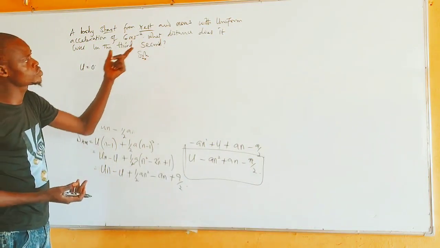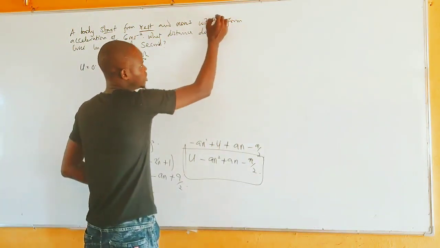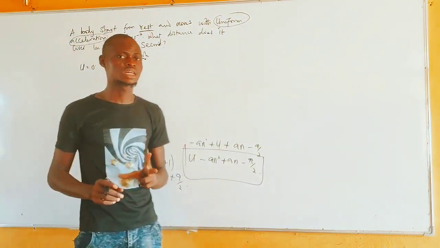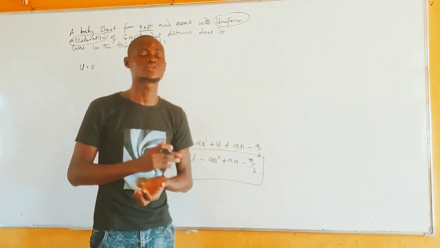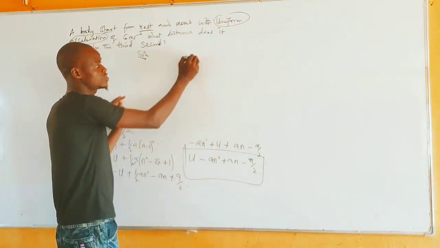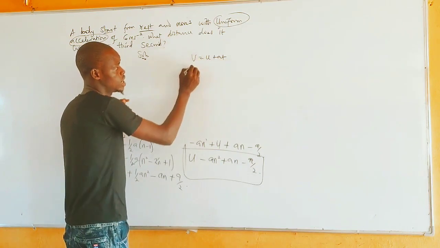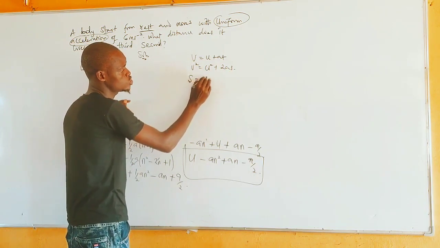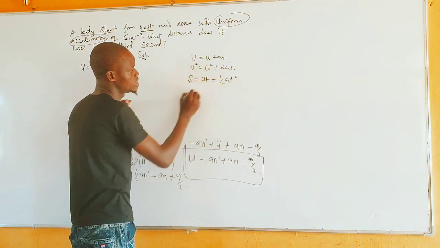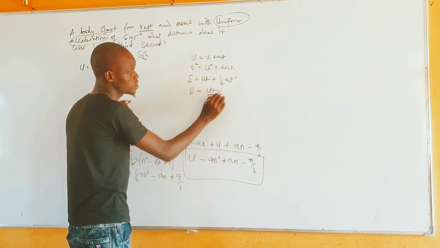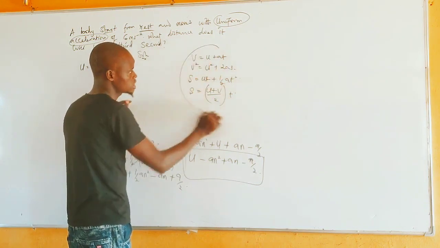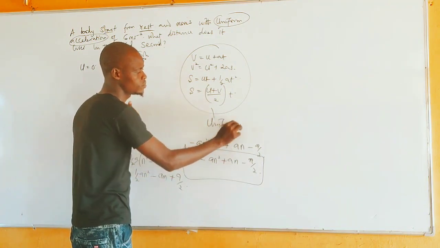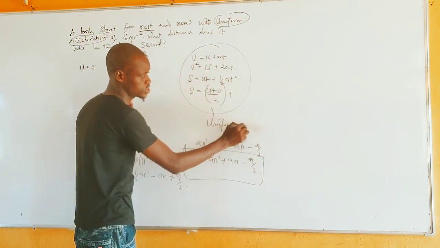Now I said, and moves with a uniform acceleration. Now take note on something. The function of this statement here, uniform acceleration, is trying to tell you that the equations you are meant to use are equations of uniform motion. Now, all these equations: v equals u plus at, v squared equals u squared plus 2as, s equals ut plus half at squared, then s equals u plus v all over 2 times t. These four equations are known as equations of uniform motion.